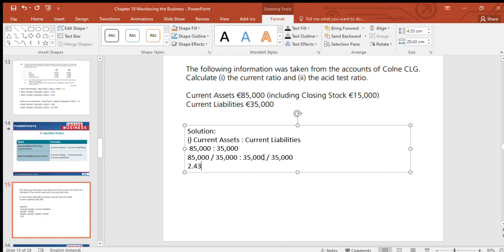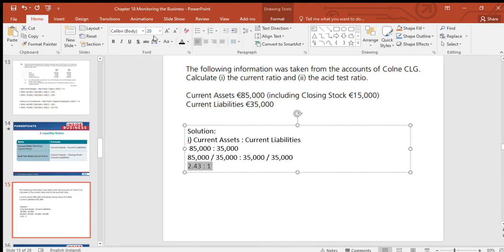35,000 divided by itself gives me 1. That's my answer: 2.43 is to 1. Okay, so this is my answer for the first one. I've worked it out. I have my current assets, I have my current liabilities, and all I did was put in the figures and divide by the smaller amount.